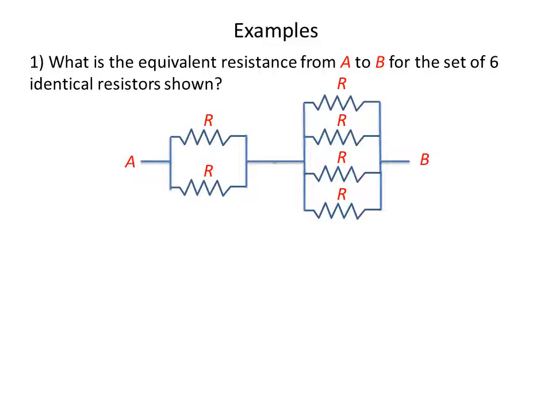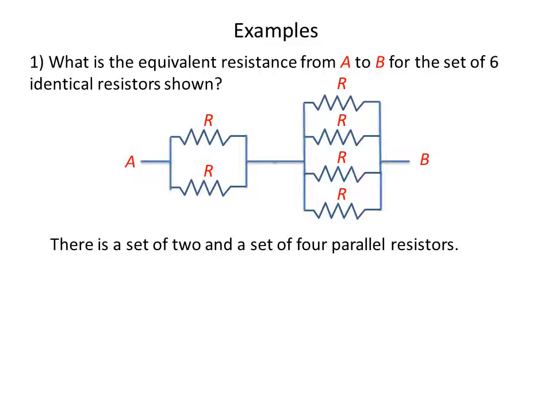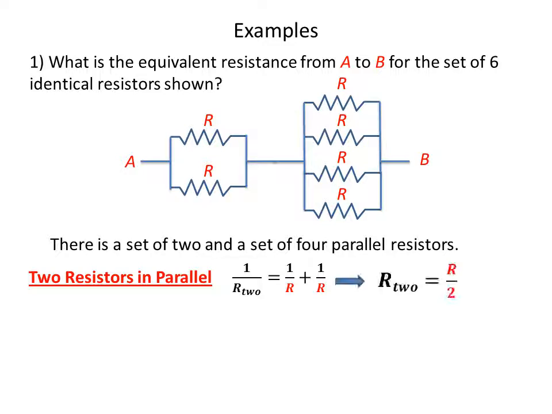Let's look at some examples. What is the equivalent resistance from A to B for the set of 6 identical resistors shown? There's a set of 2 and a set of 4 parallel resistors. So first let's look at the 2 resistors in parallel. So 1 over R2, which is the equivalent resistance for the 2 in parallel, is equal to 1 over R plus 1 over R. And that's simply equal to R over 2.